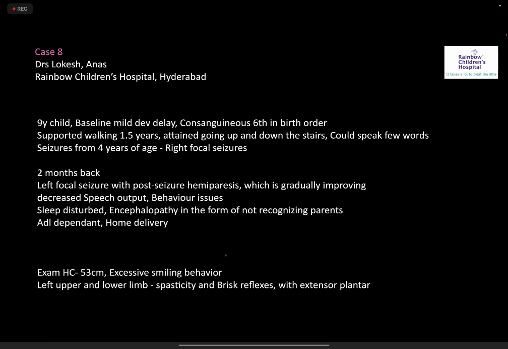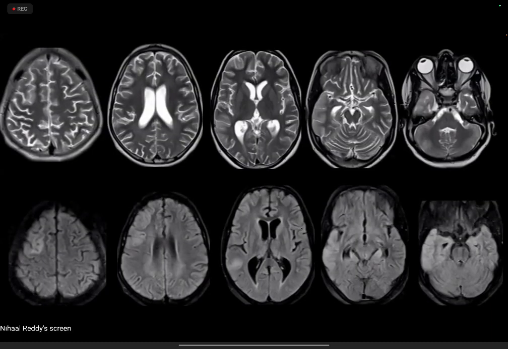On examination, his head circumference is 53 centimeters. He was smiling all the time and appropriately. In the left upper and lower limb there was spasticity, pyramidal signs in the form of spasticity, brisk reflexes and extensor plantar. Okay, MRI, I think recently, or what was the timeline? Yes, sir. The MRI was done recently. It's an external scan, if I'm not mistaken.